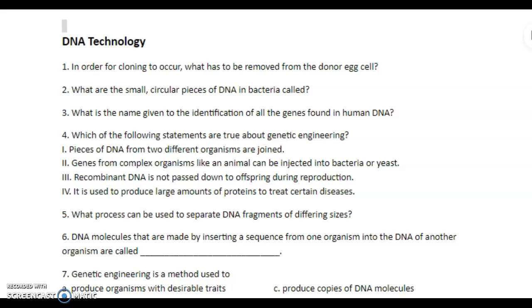And next, we're going to review the questions from the DNA, the biotechnology reading. Number 1 says, in order for cloning to occur, what has to be removed from the donor egg?